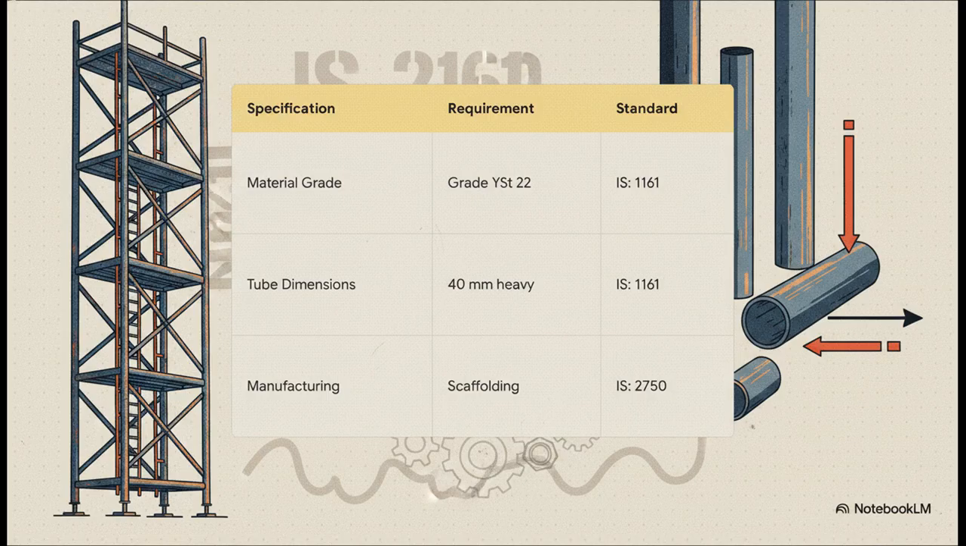And it doesn't stop there. All the general manufacturing of these steel scaffoldings and their fittings has to strictly satisfy the requirements laid out in IS 2750. These overlapping standards are absolutely crucial because they ensure every single tube can handle immense compressive and tensile loads without buckling on us.